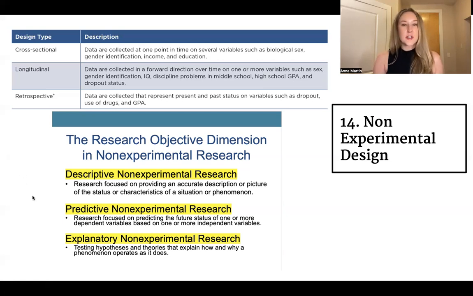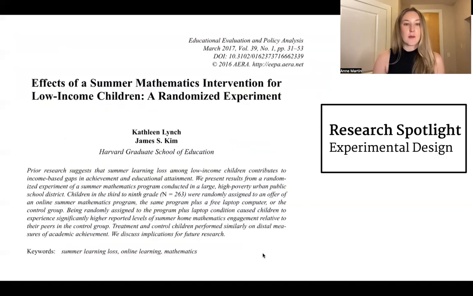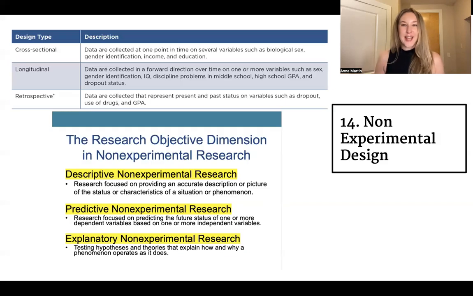So descriptive research, providing an accurate description of some type of situation. Predictive, wanting to be able to predict future outcomes, things like how does GPA impact college performance? And then explanatory, testing hypotheses and theories to explain why a phenomenon that we see operates the way it does or functions the way it does.